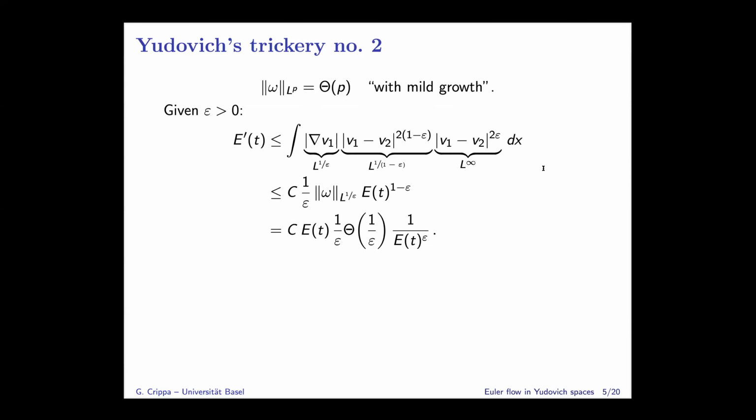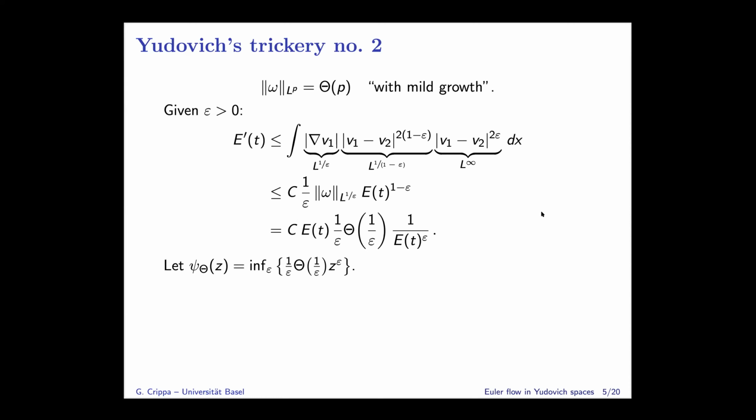But now in this form, I just rewrite it in this way. So omega in L^p is controlled by theta of p. This is my assumption, mild growth. Theta is the function on which I will put conditions rather soon. And here I just take out one energy, E of t, from the one here, and then minus epsilon here, just to be able to write the thing in the following way.